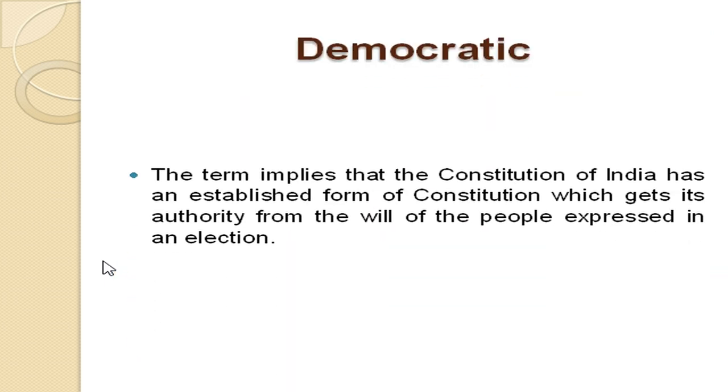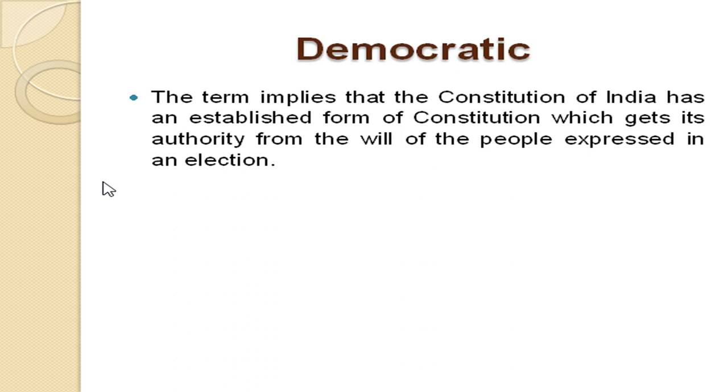Next is democratic. This term implies that the Constitution of India has an established form of constitution which gets its authority from the will of the people expressed in the election. So basically they're trying to say that people of our country have the right to elect people, as I said before. That is why India is said to be a democratic country. It is not like only one person is going to select the whole government. No, each and every person of our country has the right to select the people in government.